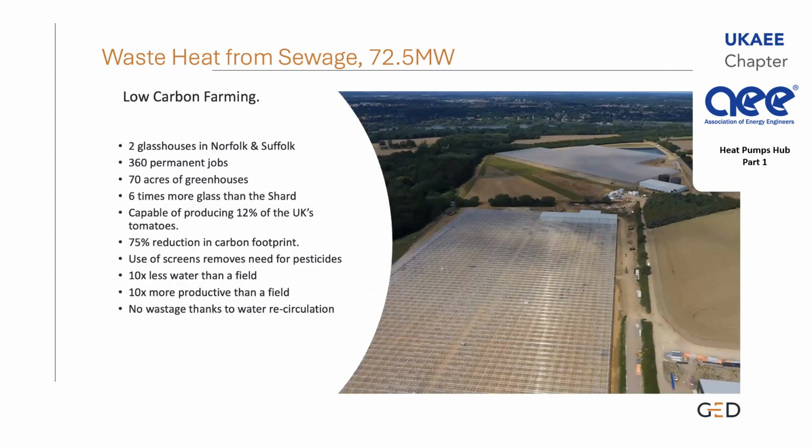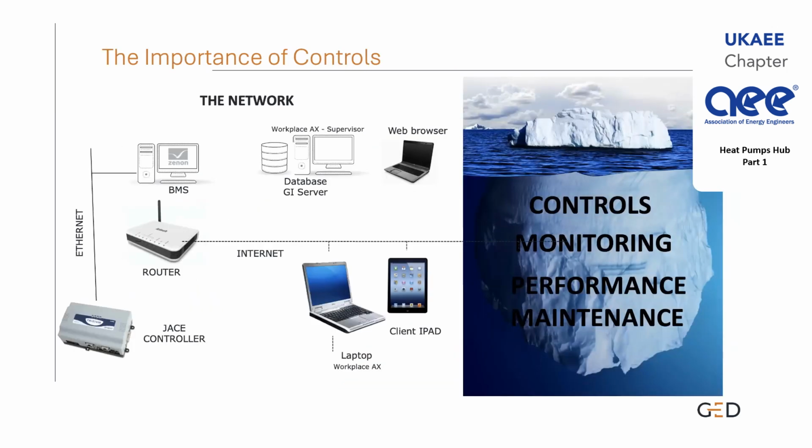Talking about waste heat from sewage, this is final effluent discharge to river, which is effectively clean. A city has a huge amount of this, and in this case, there's 72.5 megawatts worth of waste heat captured, fed into heat pumps, which in these instances was used to heat glass houses. So there's 6 times more glass there than the Shard. They collect all the rainwater off the roof, so we can grow 10 times more yield within those glass houses using a low carbon technology and zero wastage. A great example of a circular economy.